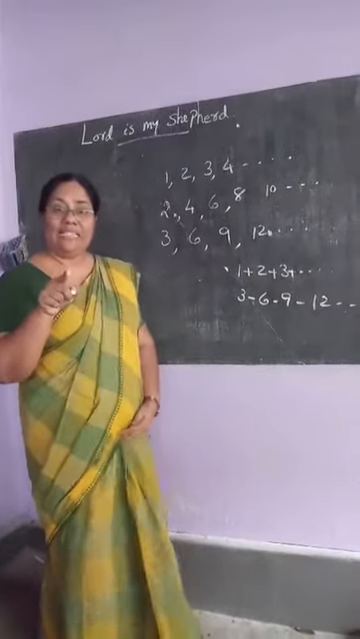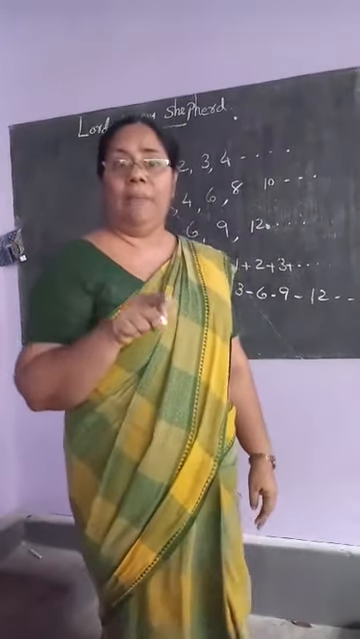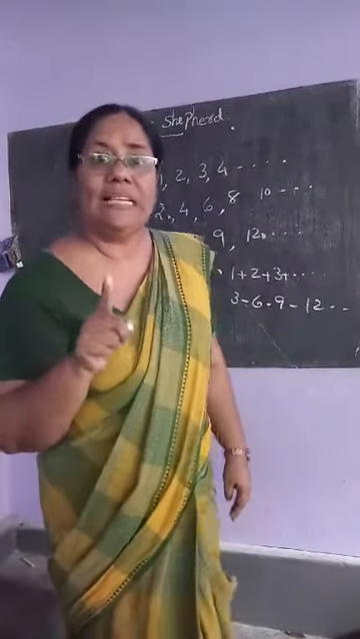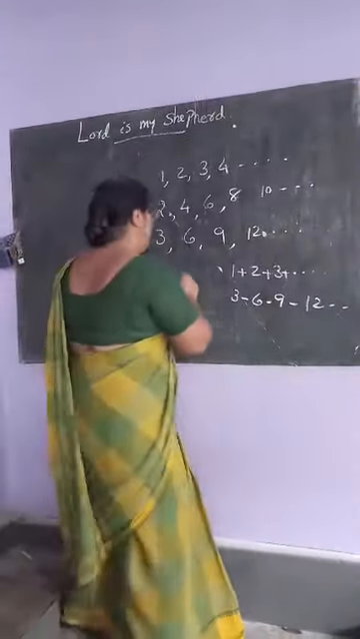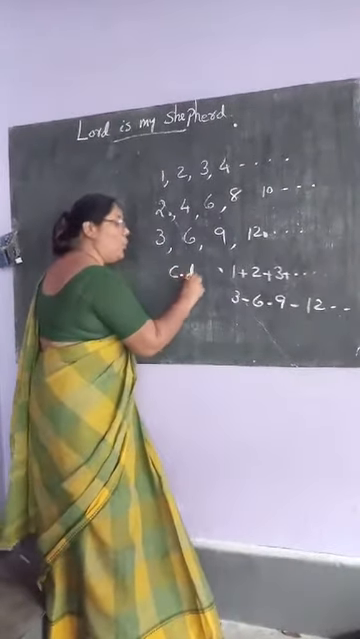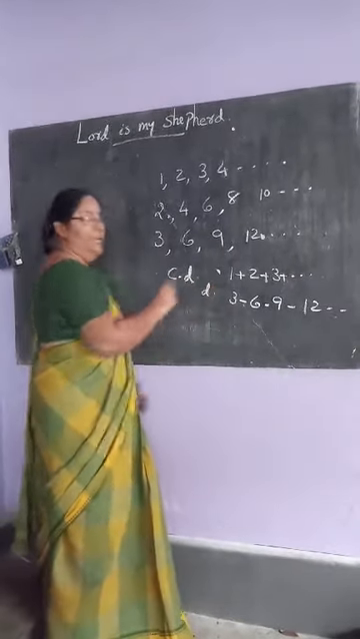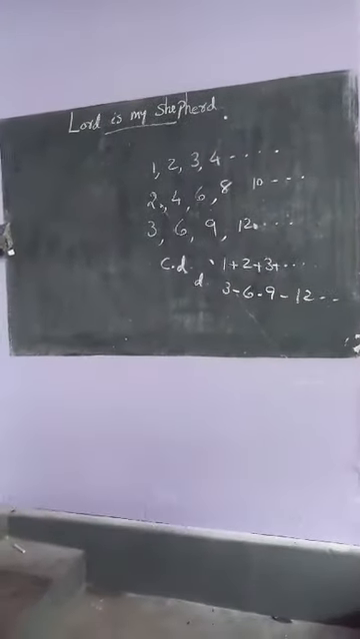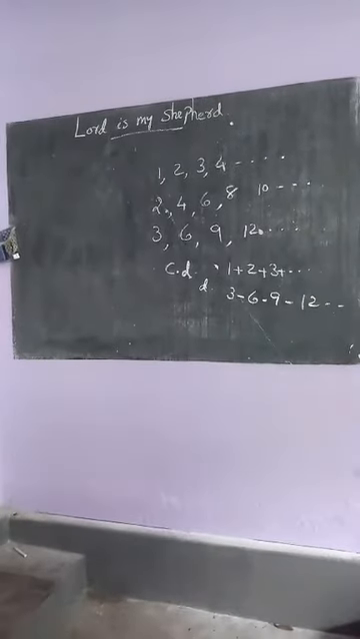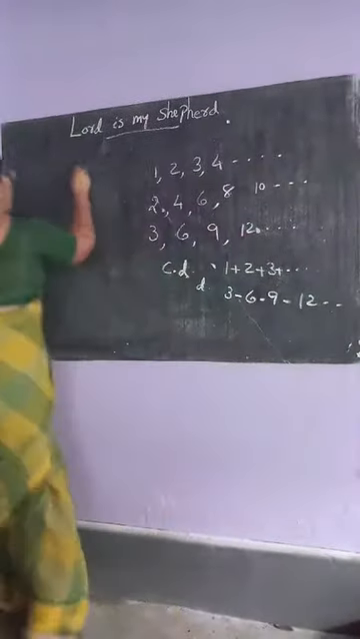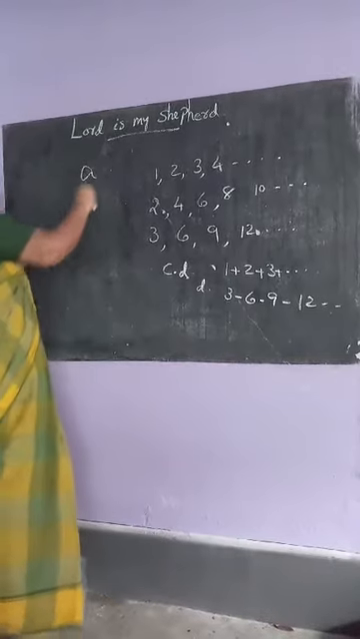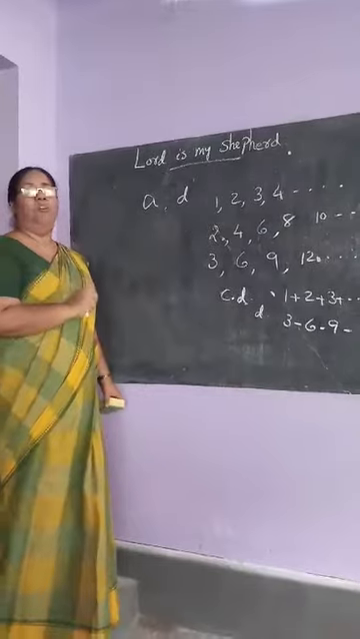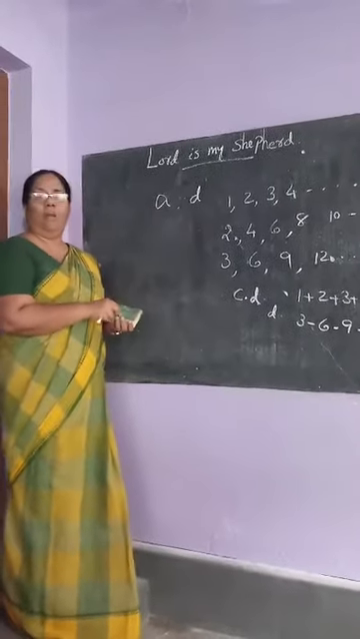A sequence is said to be an arithmetic progression if it continually increases or decreases by a fixed number. That fixed number is known as the common difference, D. Let A be the first term of an AP and D be the common difference.